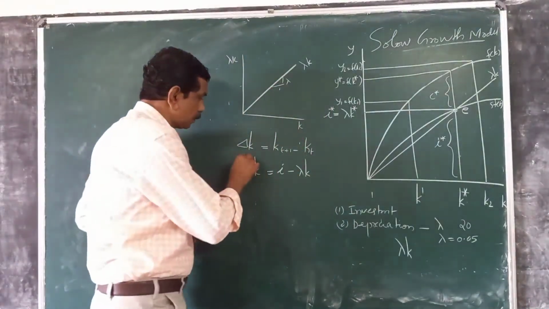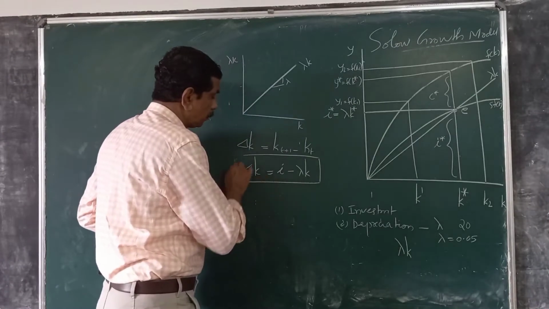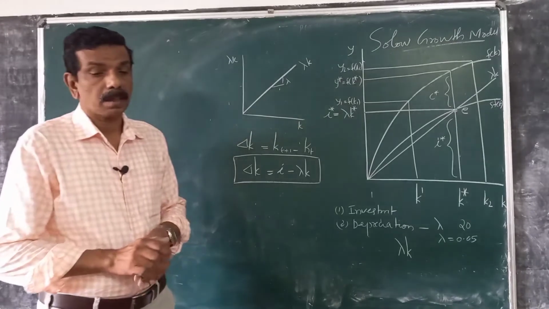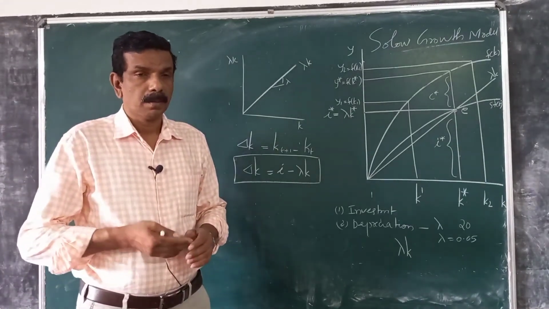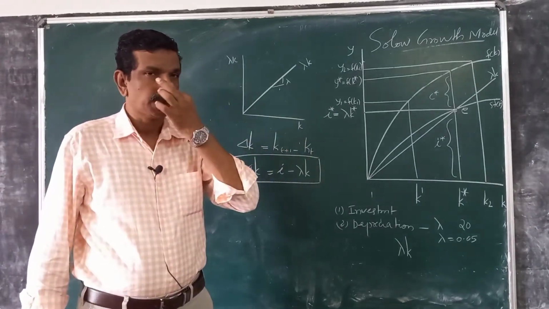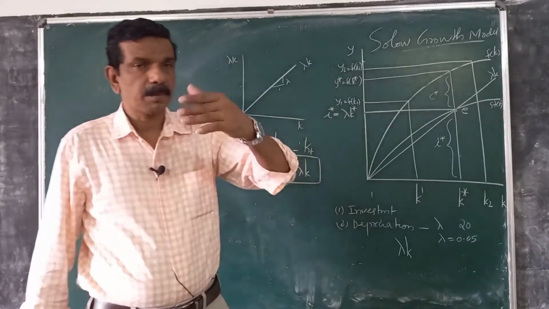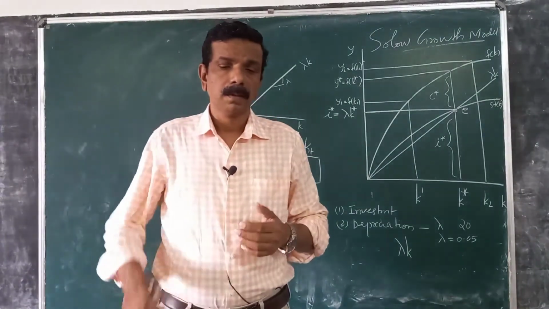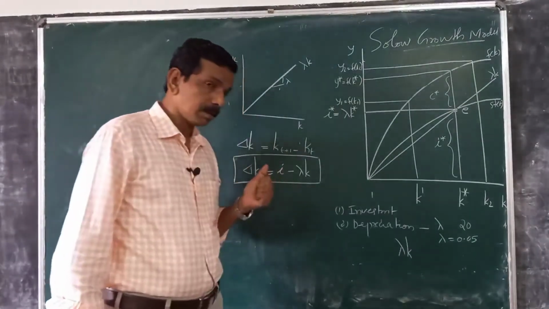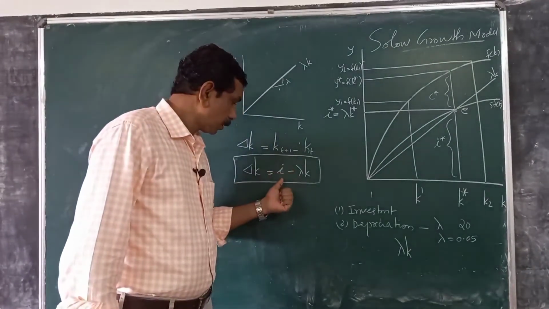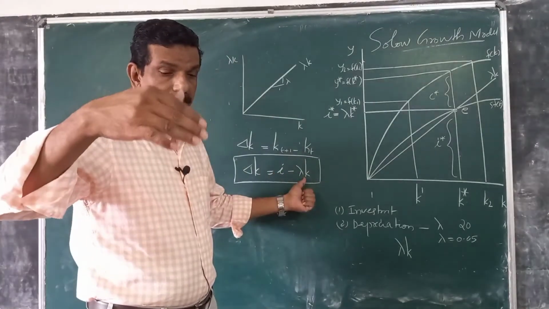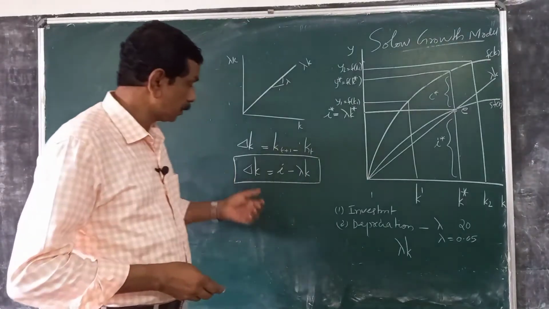And this equation is the capital accumulation equation. And here we assume that the population growth rate is 0. That is, if population or labor force is not growing, capital per head increases, and the increase in capital per head is equal to the increase in investment per head minus depreciation per head.